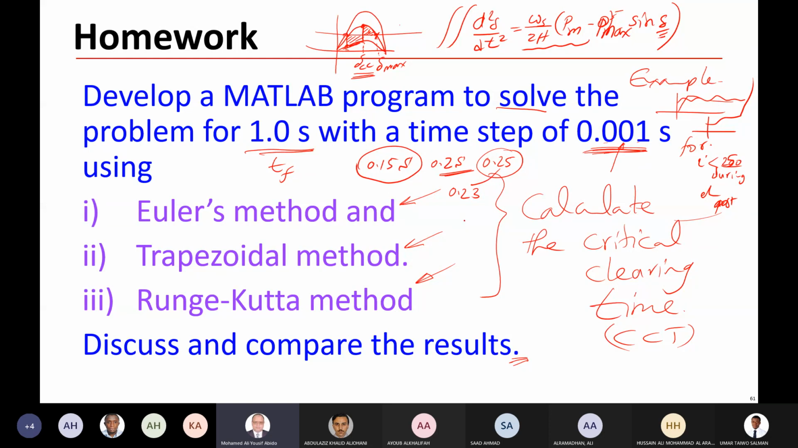And if I increase this time a little bit, the system becomes unstable. So I can calculate the critical clearing time based on trial and error. I play with the fault time, and I try it as such by trial and error. So this is the only way to calculate the critical clearing time by time domain simulation. Is it clear?